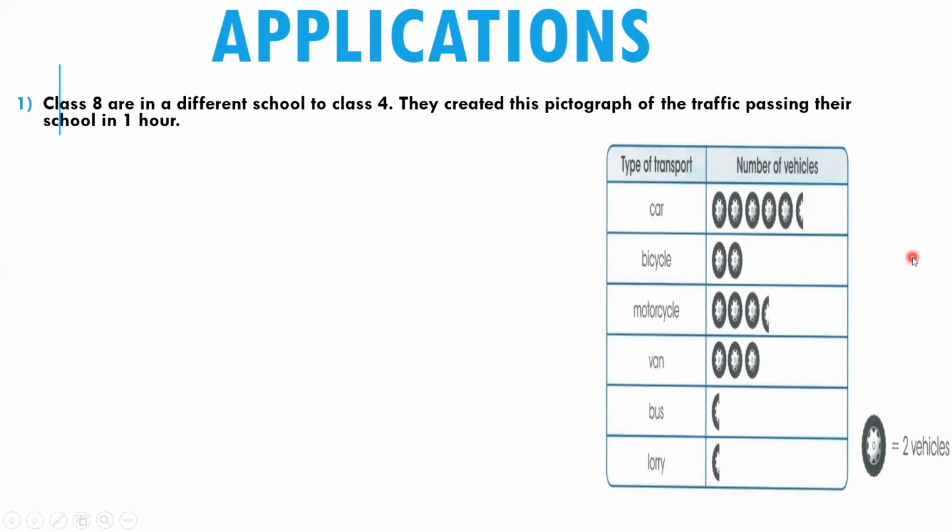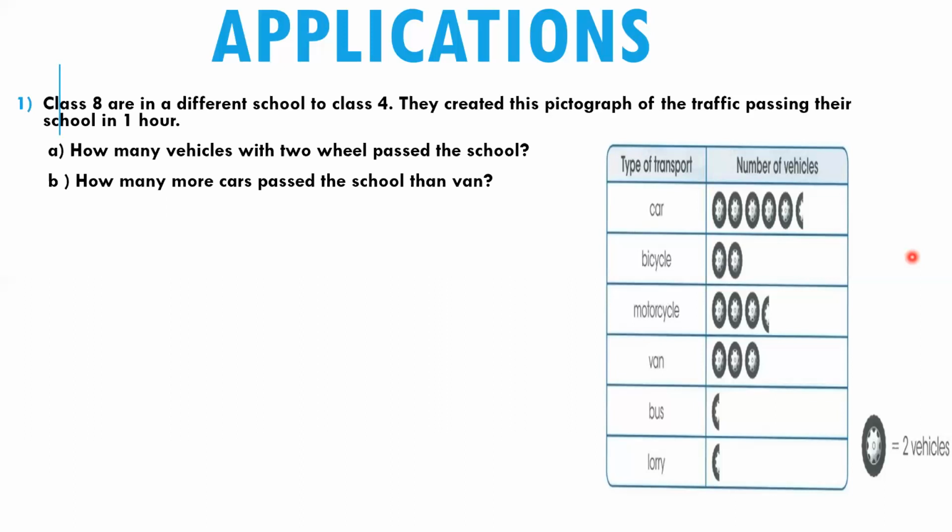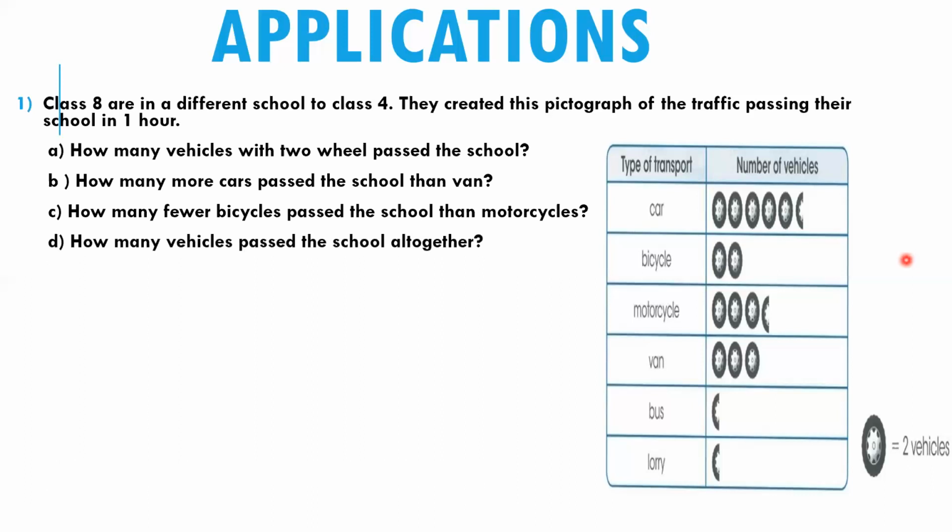Now let's see what we need to find out from this question. A part, how many vehicles with 2 wheels pass the school? B part, how many more cars pass the school than vans? C part, how many fewer bicycles pass the school than motorcycles? D part, how many vehicles pass the school altogether? We need to find the answers to these questions with the help of the pictograph.